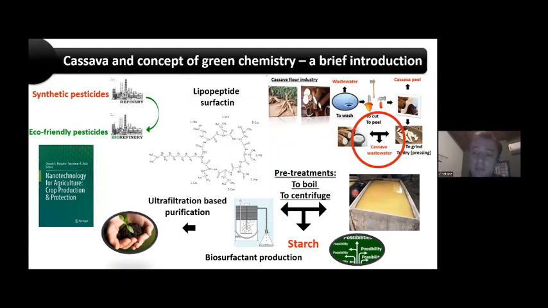But before starting the fermentation process itself, we have to take this cassava wastewater and boil it, and after that, centrifuge it in order to remove starch from the solution. And the starch is another possibility, for instance, to produce edible films, or any other possibility. After that, we start the biosurfactant production.